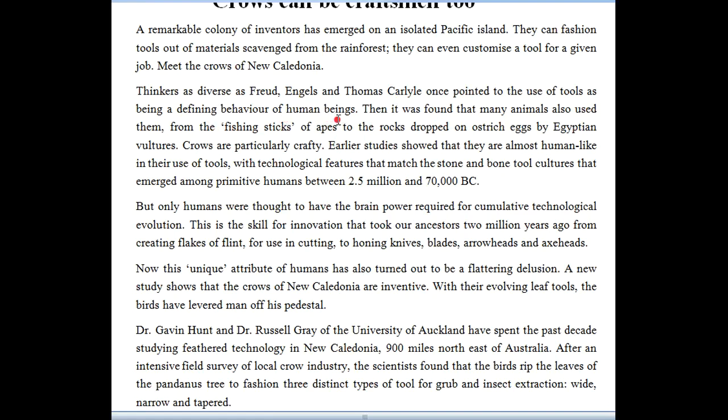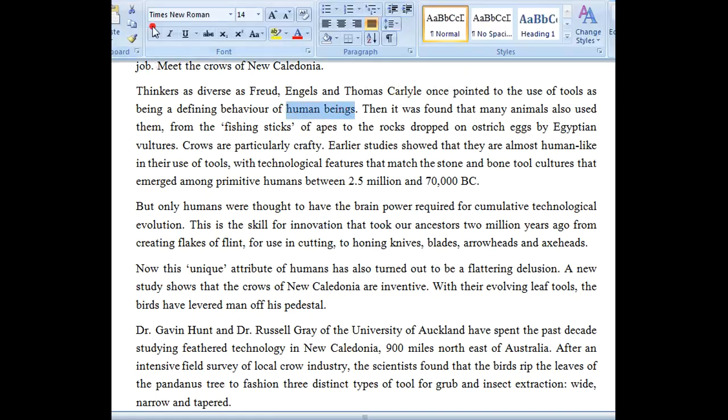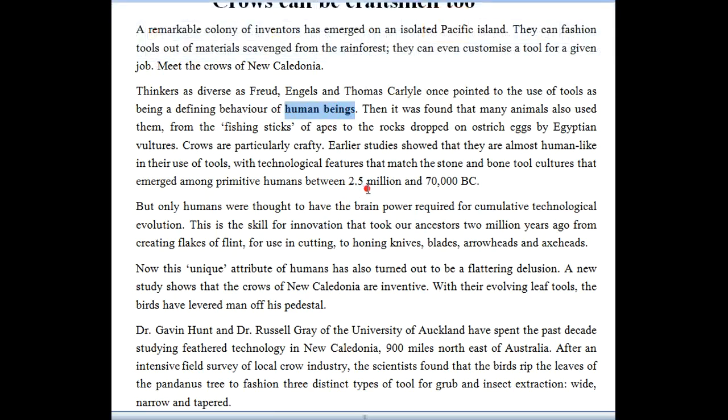Okay, only human beings can do it. See, this is saying pointed to the use of tools as being a defining behavior of human beings. Perhaps it can be the place for getting the answer to the last question type. I'm not sure, but you need to underline some. So I have highlighted it. This is my hint. You may drop any hint here, right? Many animals also use them, so perhaps though, but I'm not getting what I'm looking for. But only humans were thought to have the brain power required for cumulative technological evolution.